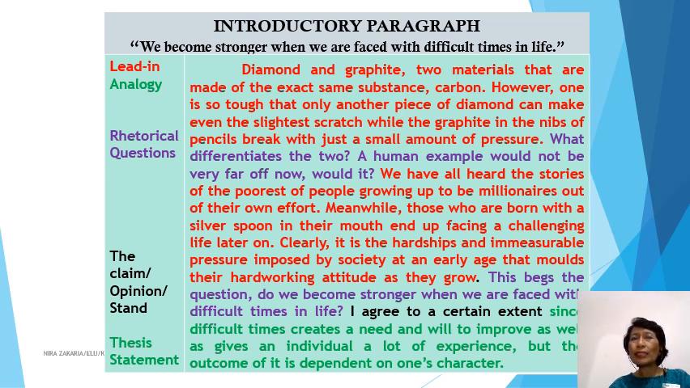So this is a very creative writer because you can see he has combined two different methods in his lead-in: analogy and rhetorical questions. The analogy here is a comparison between two things, two items, diamond and graphite. Right? And then slowly but surely going into rhetorical questions here. What differentiates the two? A human example wouldn't be very far off now, would it?